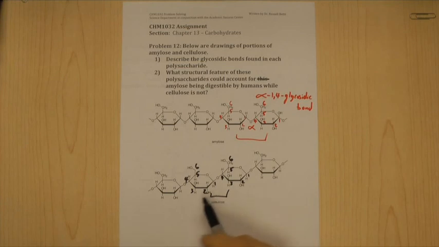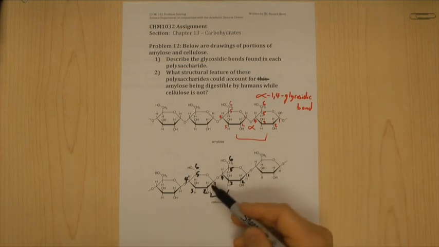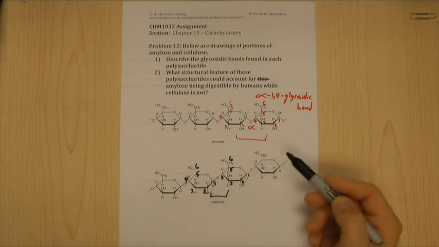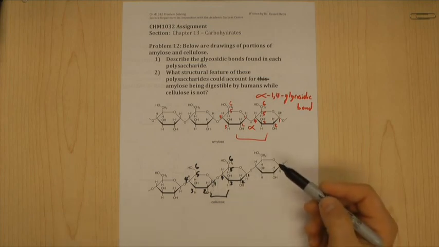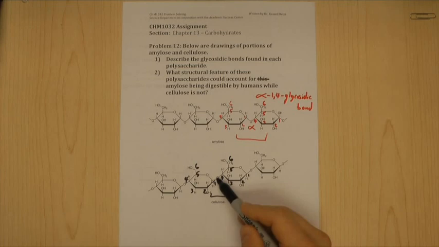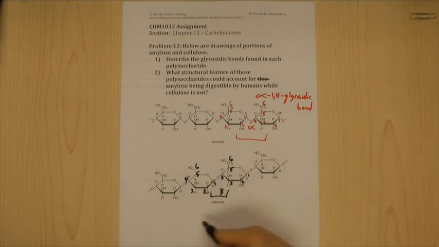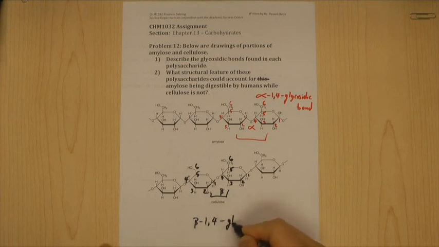All right. Find the anomeric carbon. There's only one on cellulose in the glycosidic bond. Here. So there's my anomeric carbon. And now the oxygen here is pointing up. So this is beta. So this is a beta 1,4 glycosidic bond.